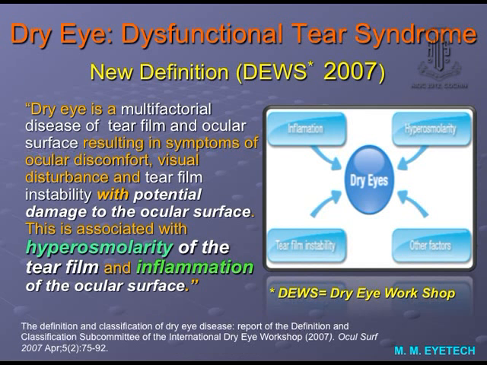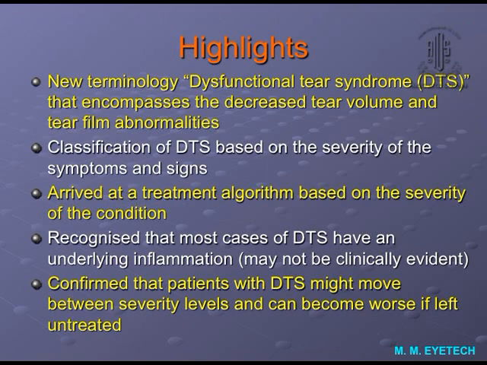Now we know the definition, and we know that there are two additional things that have come up in 2007 following the DEWS workshop, which is hyperosmolarity and inflammation of the ocular surface. And these are the two concepts that I'm going to build upon, other than discussing the broad outlines of the medical management of dry eye.